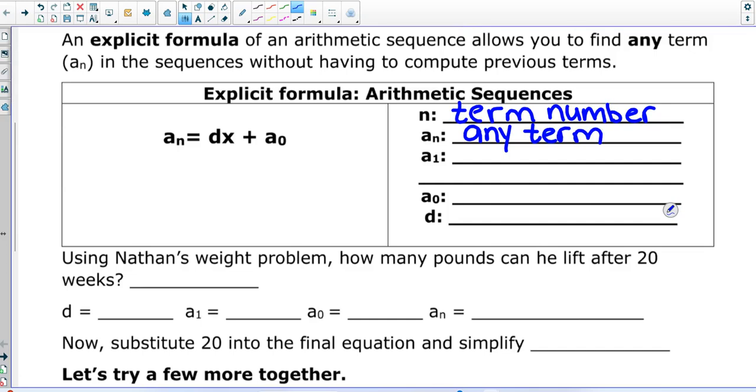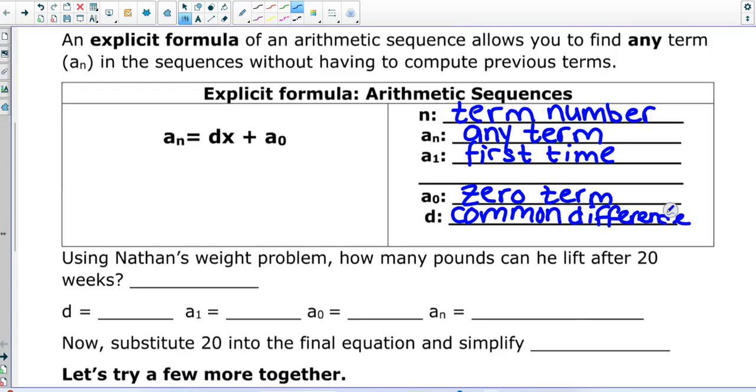A1, we talked about that. That is our first term in the sequence. And if A1 is our first term, A0, you can imagine would be our 0 term. And remember, D means the common difference, which is how we get from one number to the next. That would be our common difference.